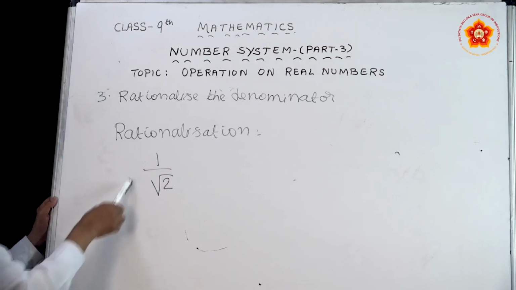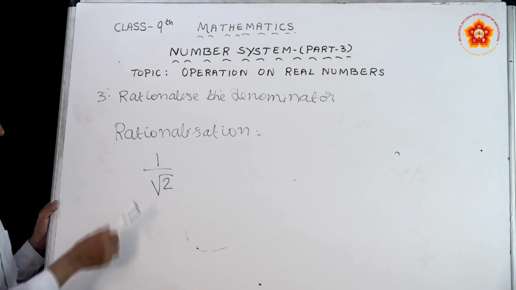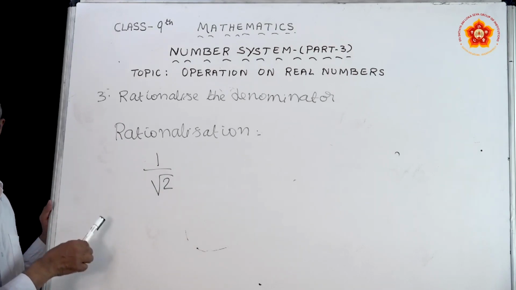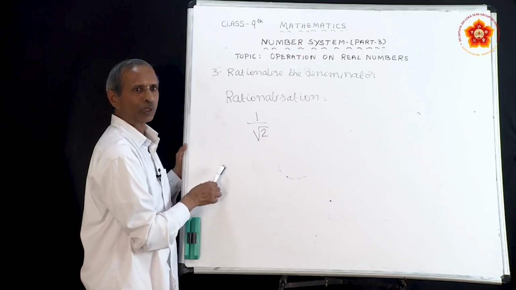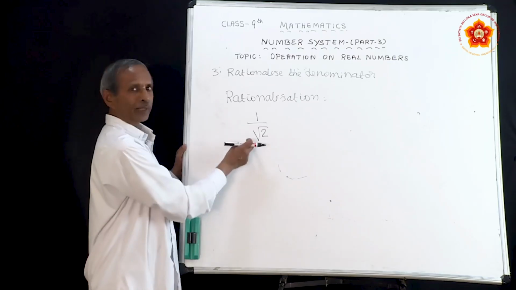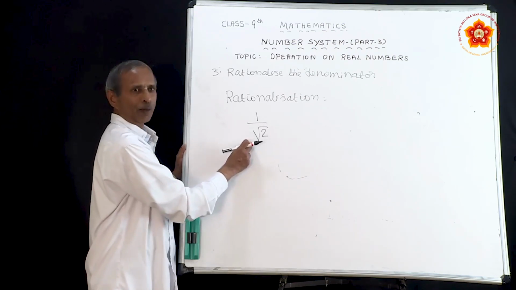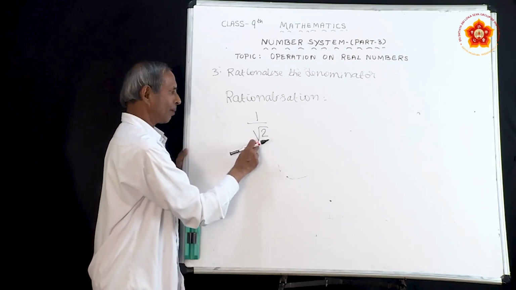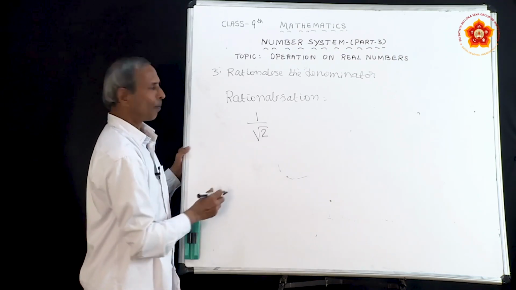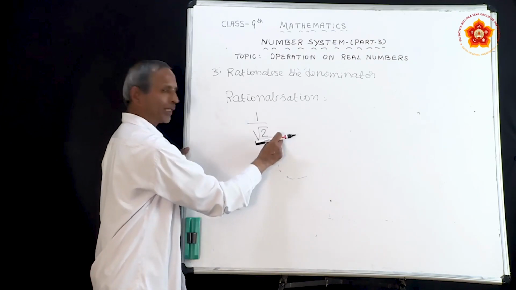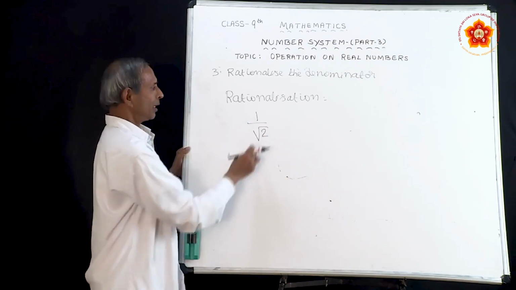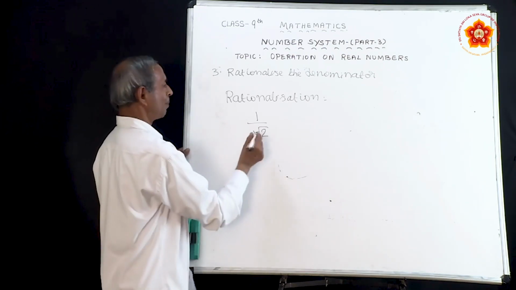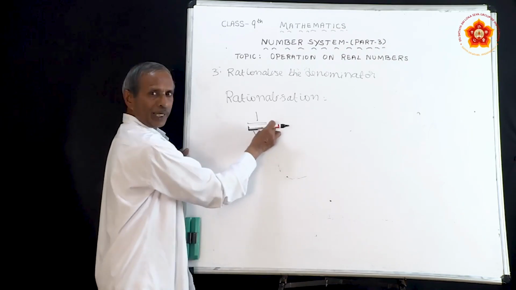Here 1 by root 2 is an irrational number. If you want to locate this irrational number on the number line, it becomes difficult. So we have to convert the denominator to a rational number. To do that, you have to multiply both the numerator and denominator by a suitable number, such that the denominator becomes a rational number. For example, here the denominator is root 2.